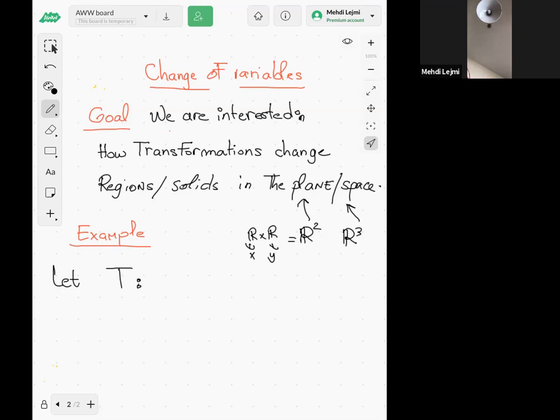Anyway, I have this function or map T from R2 to R2. Again, R2 means the plane. Let's say in this example, instead of the variables x and y, I'm going to use u and v. So let's say T of u and v is equal to u plus 1 and v plus 2.